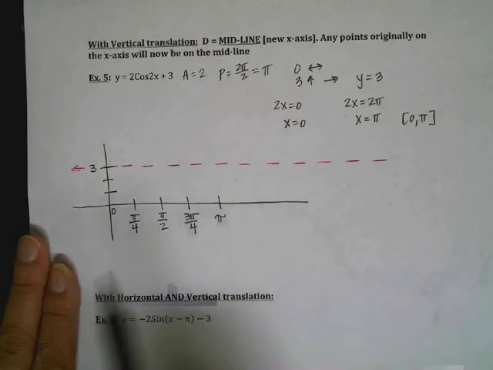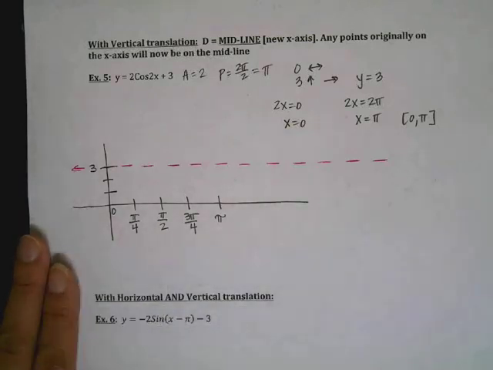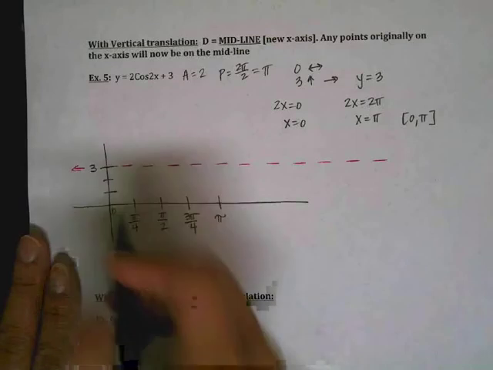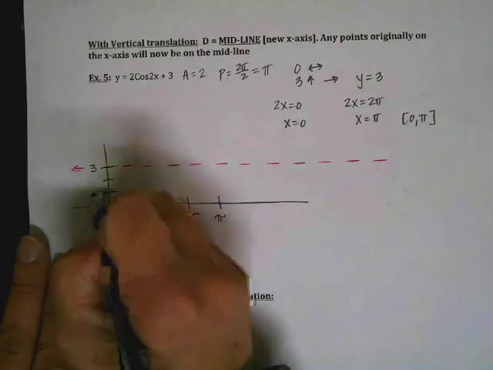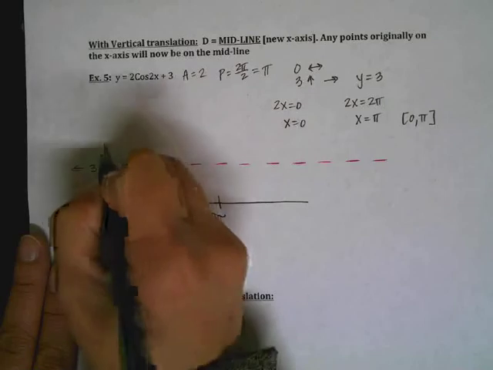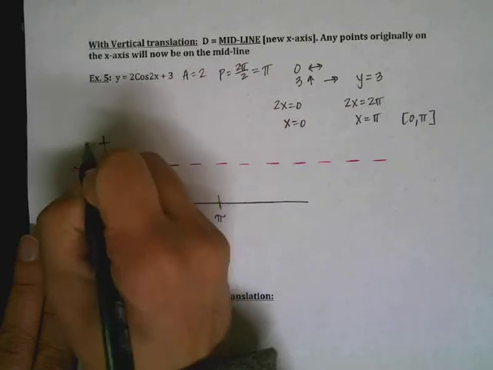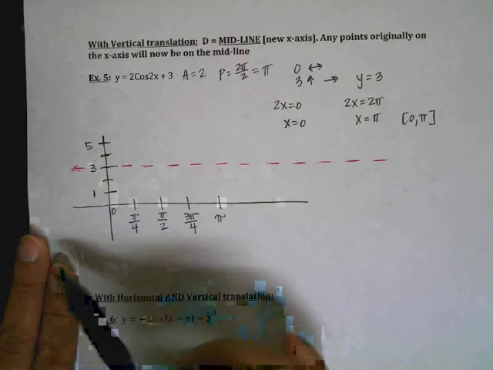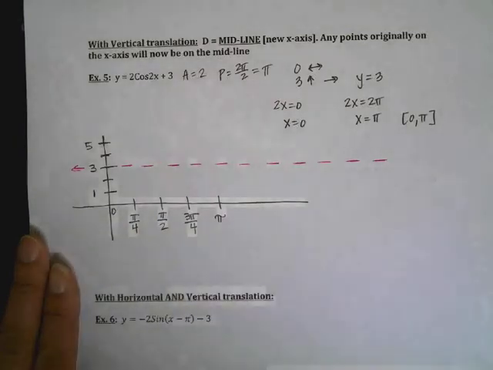So because our A is 2, that means that our graph is going to go 2 above the new midline and 2 below the new midline. So the lowest point on the graph would be 2 below, so it's going to be at 1. And the highest point on our graph will be 2 above, which is going to be at 5. So there shouldn't be any points above the 5 or any points below the 1.